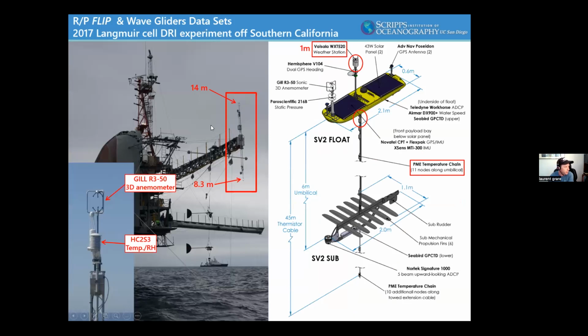So for this study, we used anemometers and a weather station from FLIP mounted at 2 different heights, 14 meters and 8.3 meters, with a 3D anemometer from Gill to measure the wind and a temperature-humidity sensor from Campbell. On the Wave Glider, we have a bunch of instruments, but we only used the wind, temperature and humidity from the Vaisala WXT weather station, which is about 1 meter above the surface. And we also used the thermistor chain, which is along the umbilical, to get the temperature of the ocean as close as possible to the surface.